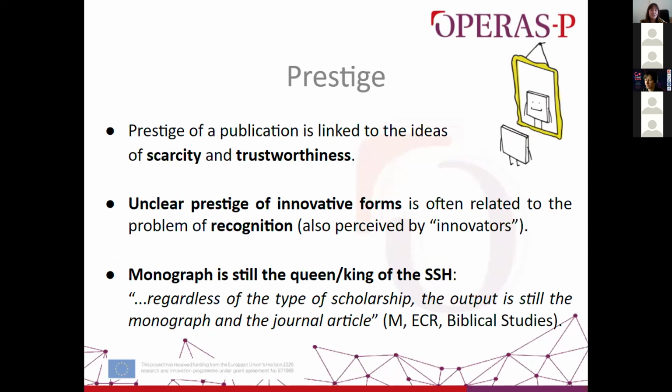And the prestige of a publication was linked to ideas of scarcity and trustworthiness. So scarcity meaning that if it's hard to publish somewhere, if only a certain percentage of people manage to get through to a given journal or publisher, it was becoming more prestigious in the scholar's eyes. And trustworthiness, it depended on a number of factors. So it depended on, again, publisher or journal, but also on who shares the information to us about a certain publication. And this was especially the case if a publication was about a topic that the scholar was not very familiar with, then they trusted their trusted colleagues much more, and they relied on them in choosing what to read.